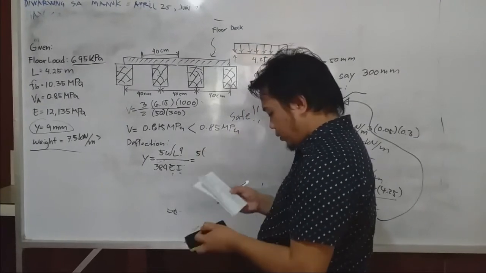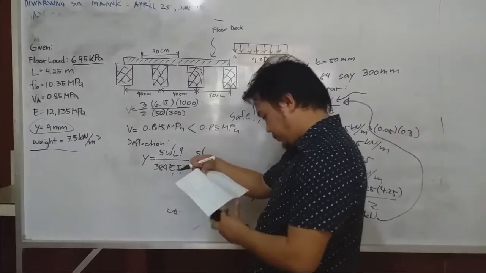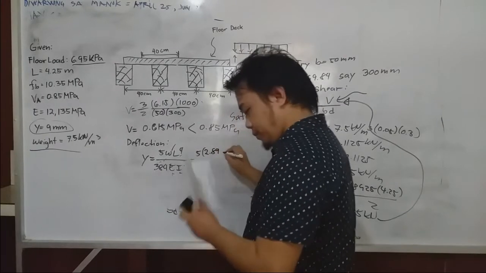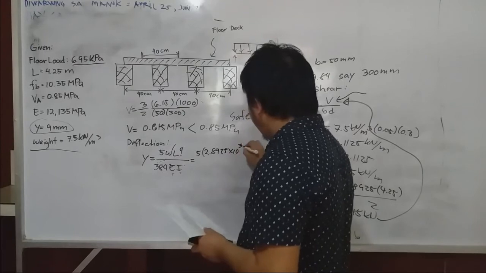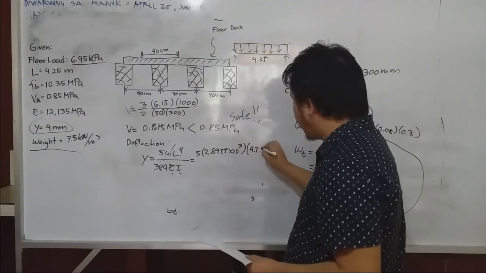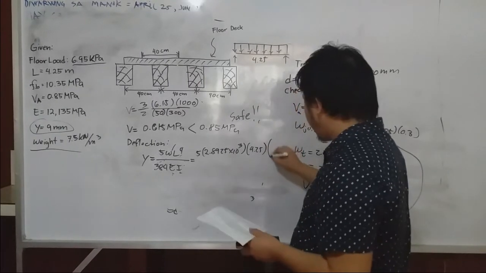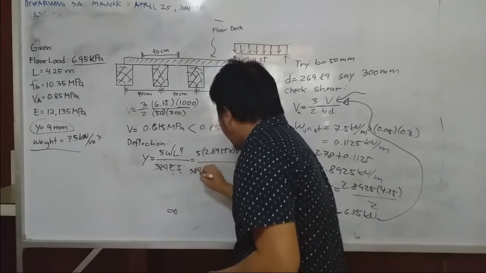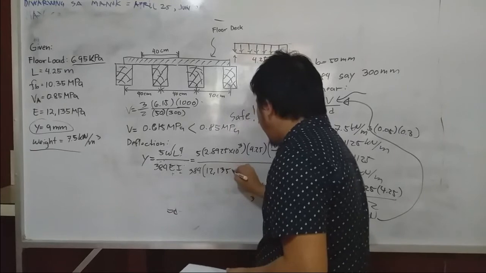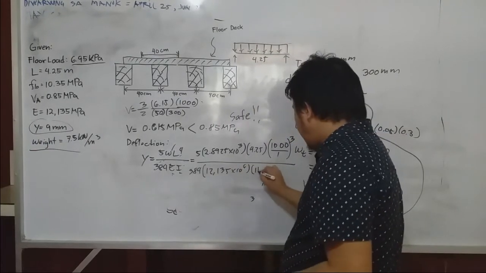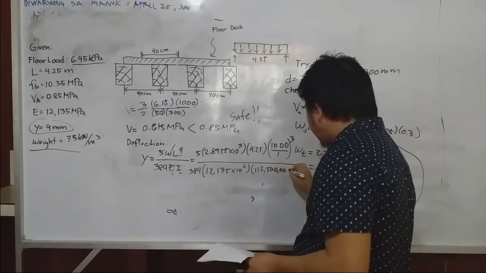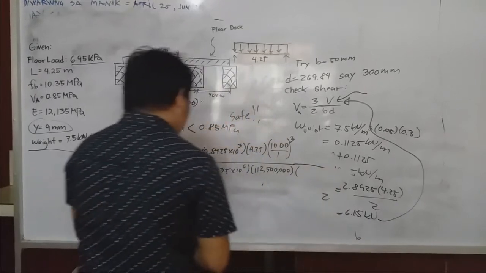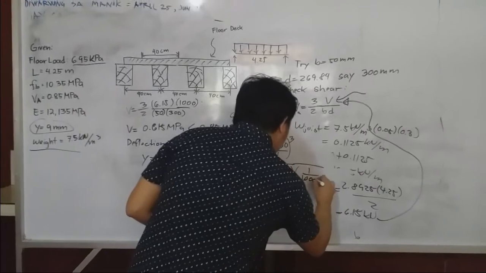I wrote the simplest form here. The total load is 2.8925 times 10 to the power of 3. L is 4.25, which we will multiply by 1,000 over 1, cubed, to cancel. Then we have 384 multiplied by 12,135 times 10 to the power of 6, the moment of inertia. I will erase this part. Then we will cancel 1 over 1,000 squared.